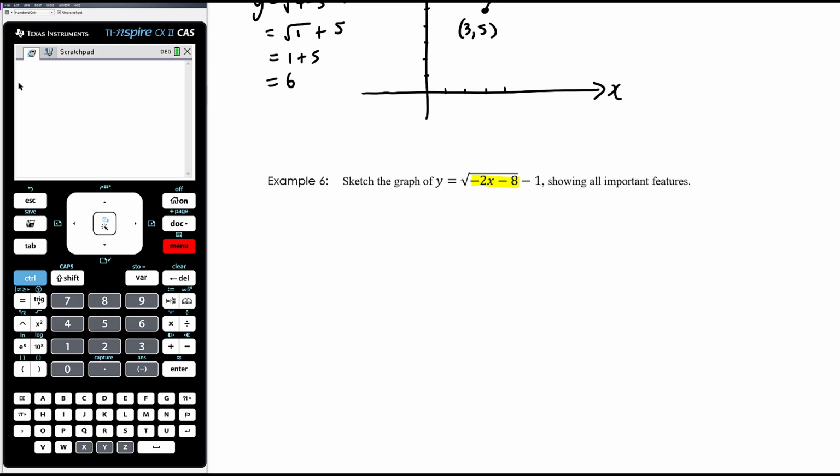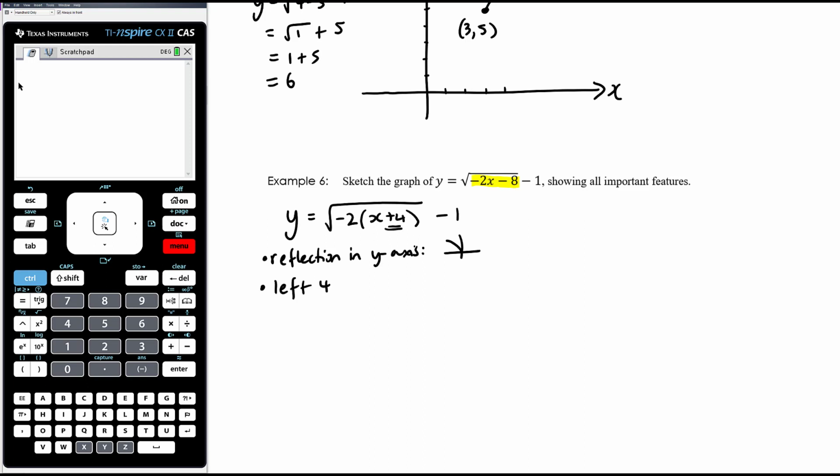Okay, so in this instance, we want to rewrite this as the square root of -2 is a common factor, x plus 4, take away 1. Okay, so now we can identify, we haven't got a reflection in the x-axis, but we have got a reflection in the y-axis from this negative in here. So we're going to have a reflection in the y-axis, so our shape is going to be this one, going that way. And now we can correctly read off that translation. We're going to the left by 4 and down by 1.